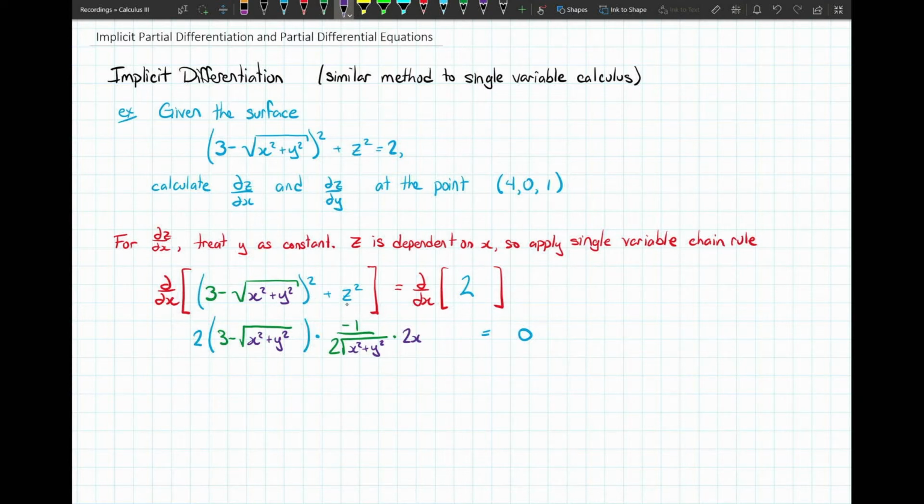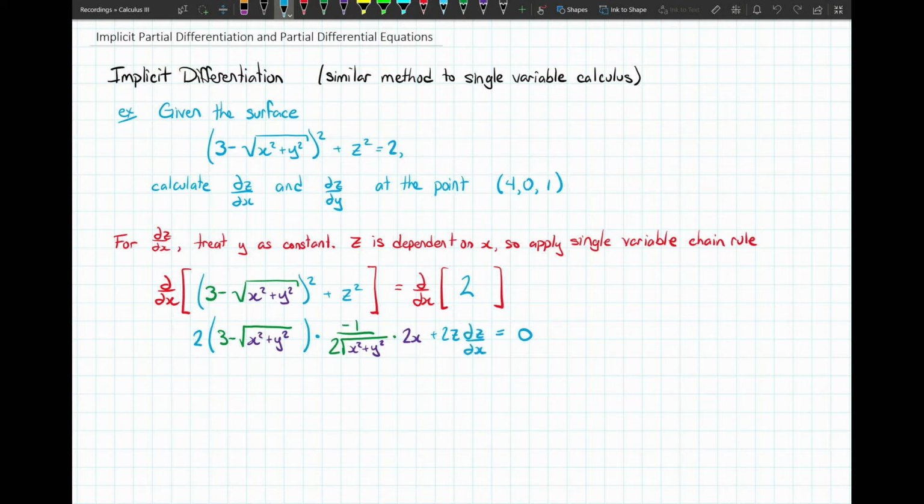And now we get to plus z squared. You can think about this as really being a chain rule. The derivative of some quantity squared would be 2 times that quantity. However, since z depends on x, we need to multiply by the partial derivative of z with respect to x.